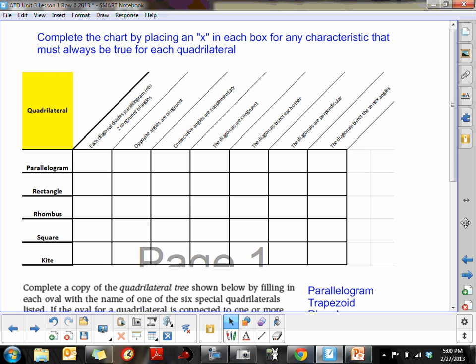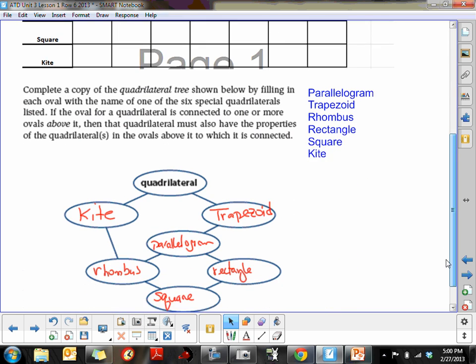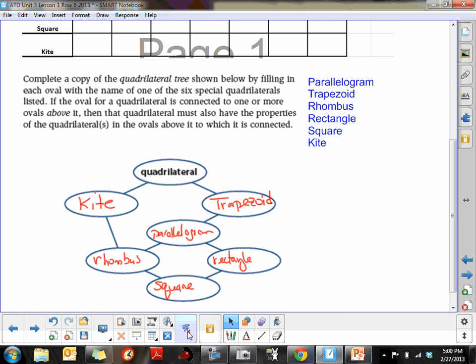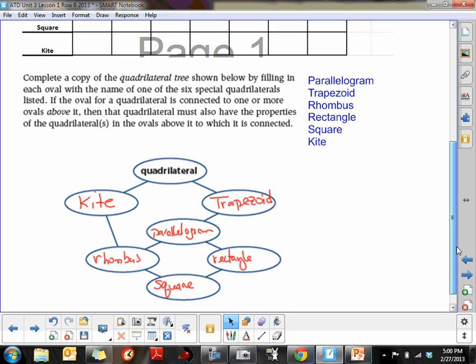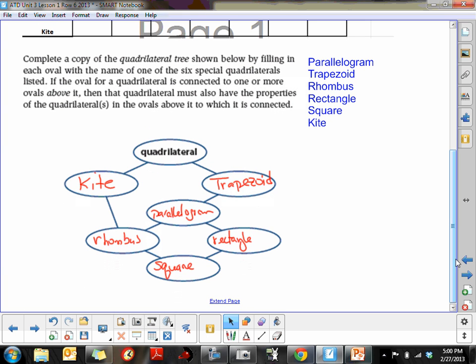Okay, and then the next activity, what I had them do is I said, all right, complete this chart. And I guess I already scrolled down on that, so I was going to walk you through it, but we're supposed to fill in this quadrilateral tree, which is supposed to help us identify what characteristics trickle down to the next one. So in this diagram, the quadrilateral is the big category of how we classify 4-sided figures. Once we get into 4-sided figures, now we start breaking them down into 2 other classifications.